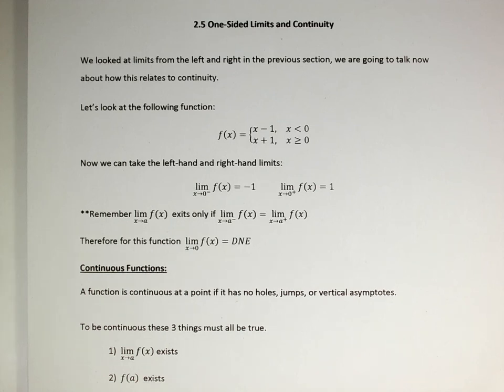So now we're looking at continuity. We already talked about one-sided limits in the last section. We had to make sure that if the limit exists, the left side limit and the right side limit had to go to the same thing. So continuity is using those one-sided limits, and then they're adding one more piece into it.